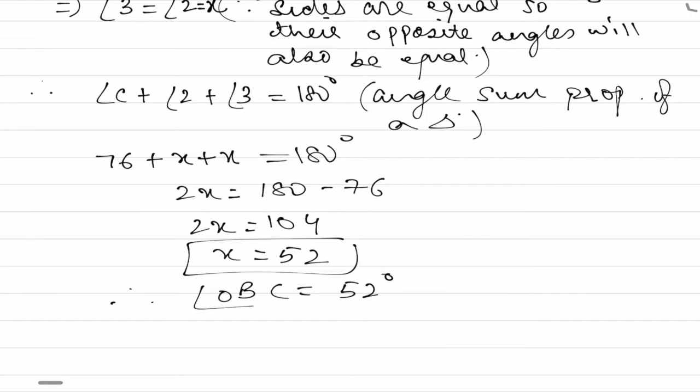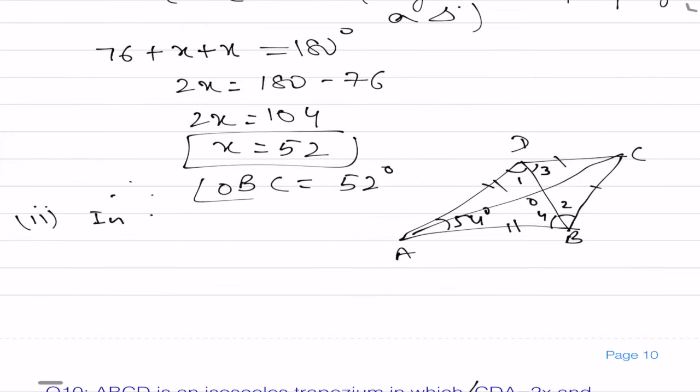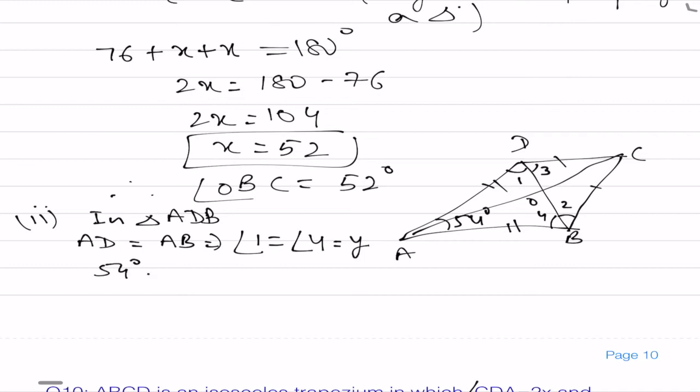This is the first angle that we have to calculate. Now we will look at the second triangle. So in triangle ADB also, AD is equal to AB. This implies again, by the isosceles property, angle 1 is equal to angle 4. The reason is the same: because sides are equal, their opposite angles will also be equal. We will suppose both the angles are y. So we will put the values now in the angle sum property of the triangle. 54 degrees plus angle 1 plus angle 4 is equal to 180 degrees.